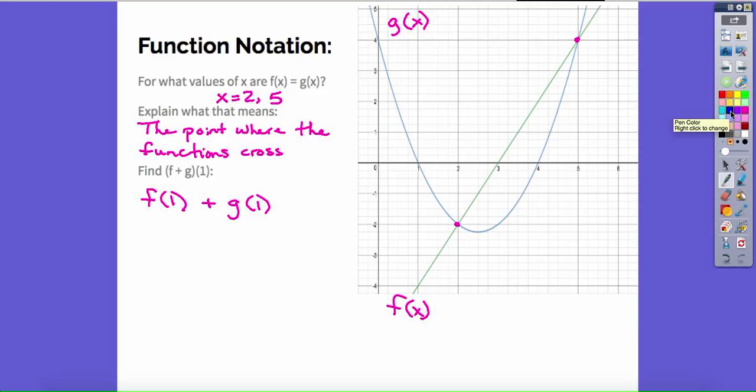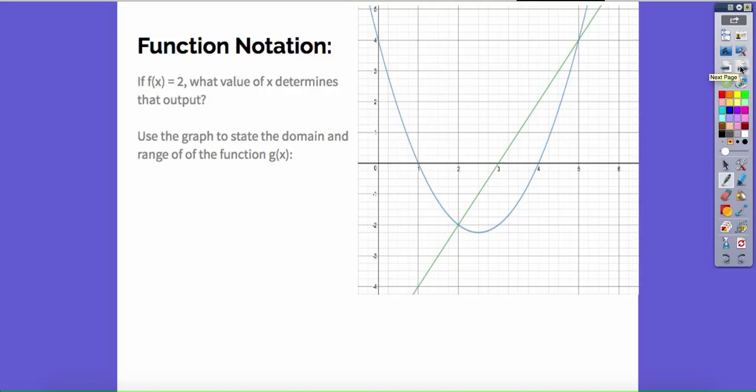I'm going to switch colors here. So at an x value of 1, I come down here to where it meets up with my f of x function, and the value of this function when x is 1 is -4. Similarly, I do the same thing for g of x, and it happens to be 0. And so when I add these things together, I get -4 for the value of those two functions added together at a value of 1.